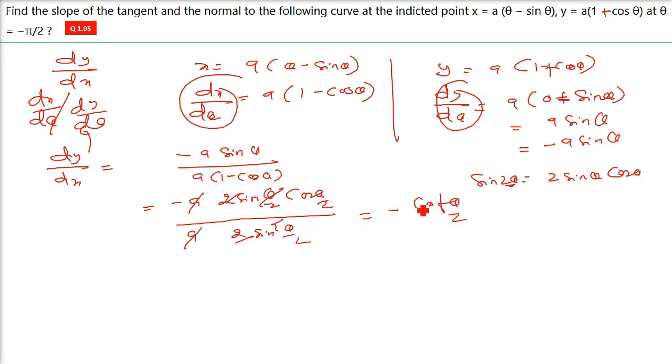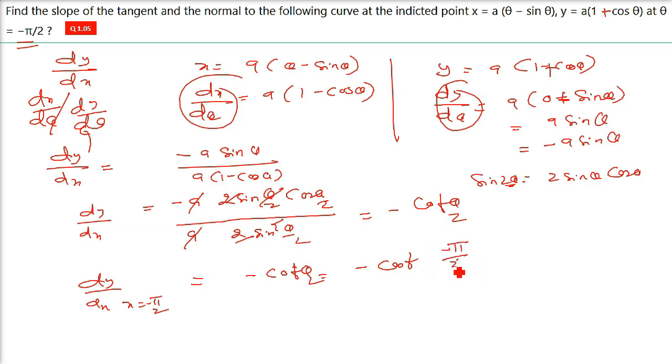And please remember, cos negative theta is cos theta, sin negative theta is minus sin theta. But this has to be found out at theta equals negative pi by 2. So dy by dx at theta equals negative pi by 2 has to be computed. So minus cot theta will be pi by 2. Already 2 is there, so it will be pi by 4. And as I said, cot minus pi by 4 will be minus cot pi by 4. That is, the negative sign will come in front.